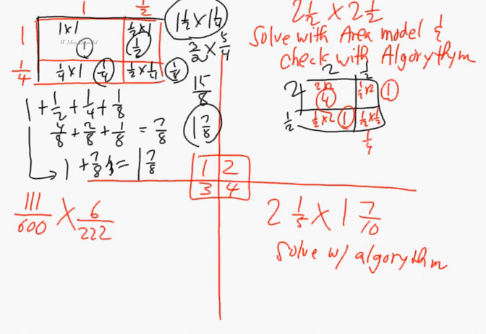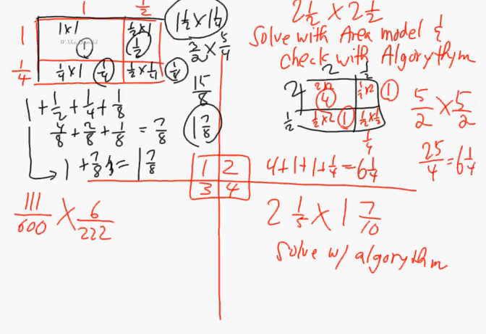This is really easy, isn't it? When you add these up, it's 4 plus 1 plus 1 plus a quarter, which is 6 1/4. Your answer is 6 1/4. Okay? Check with your algorithm. 2.5 is really 5 halves, multiplied by 2.5, which is really 5 halves. That's 25 quarters, which is 6 1/4. Okay? We got the same answer.